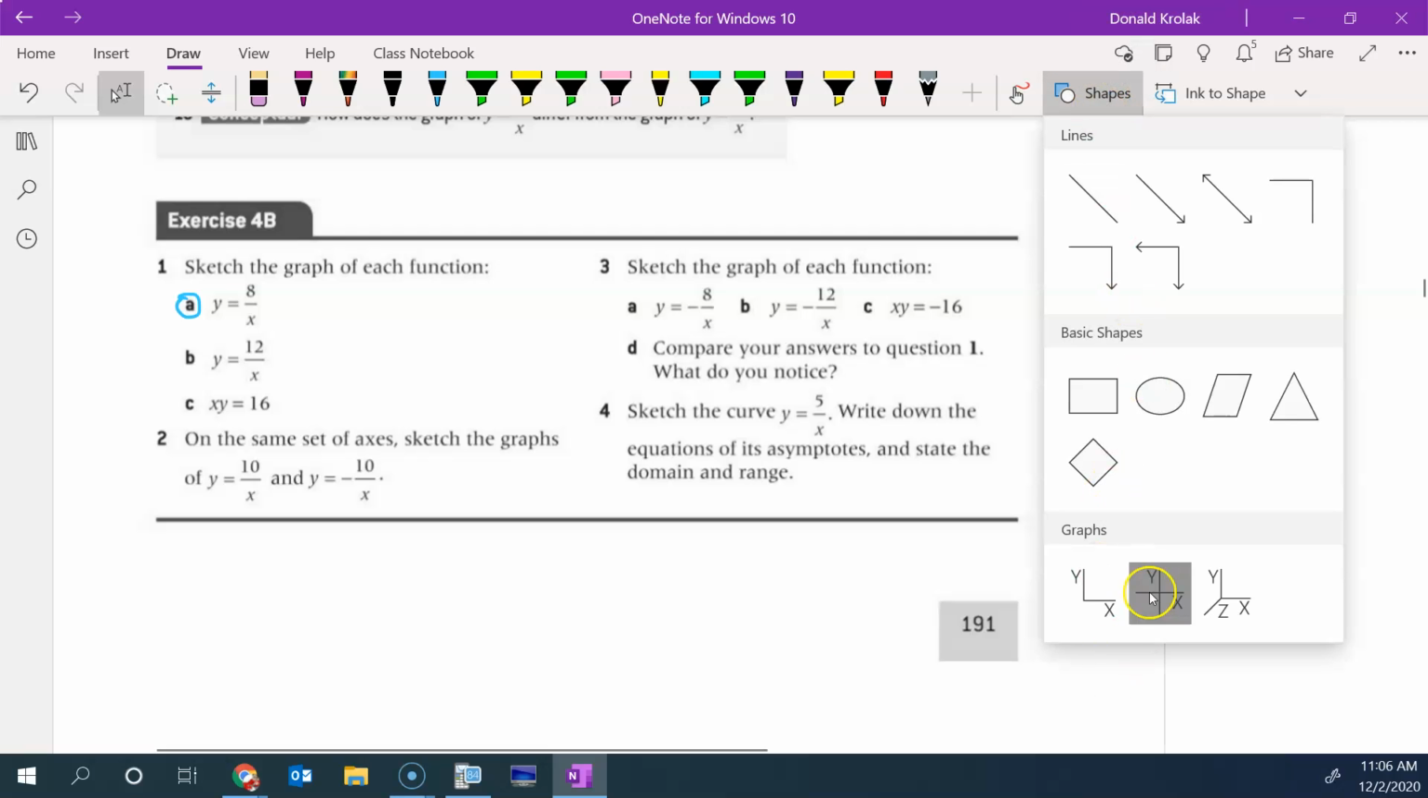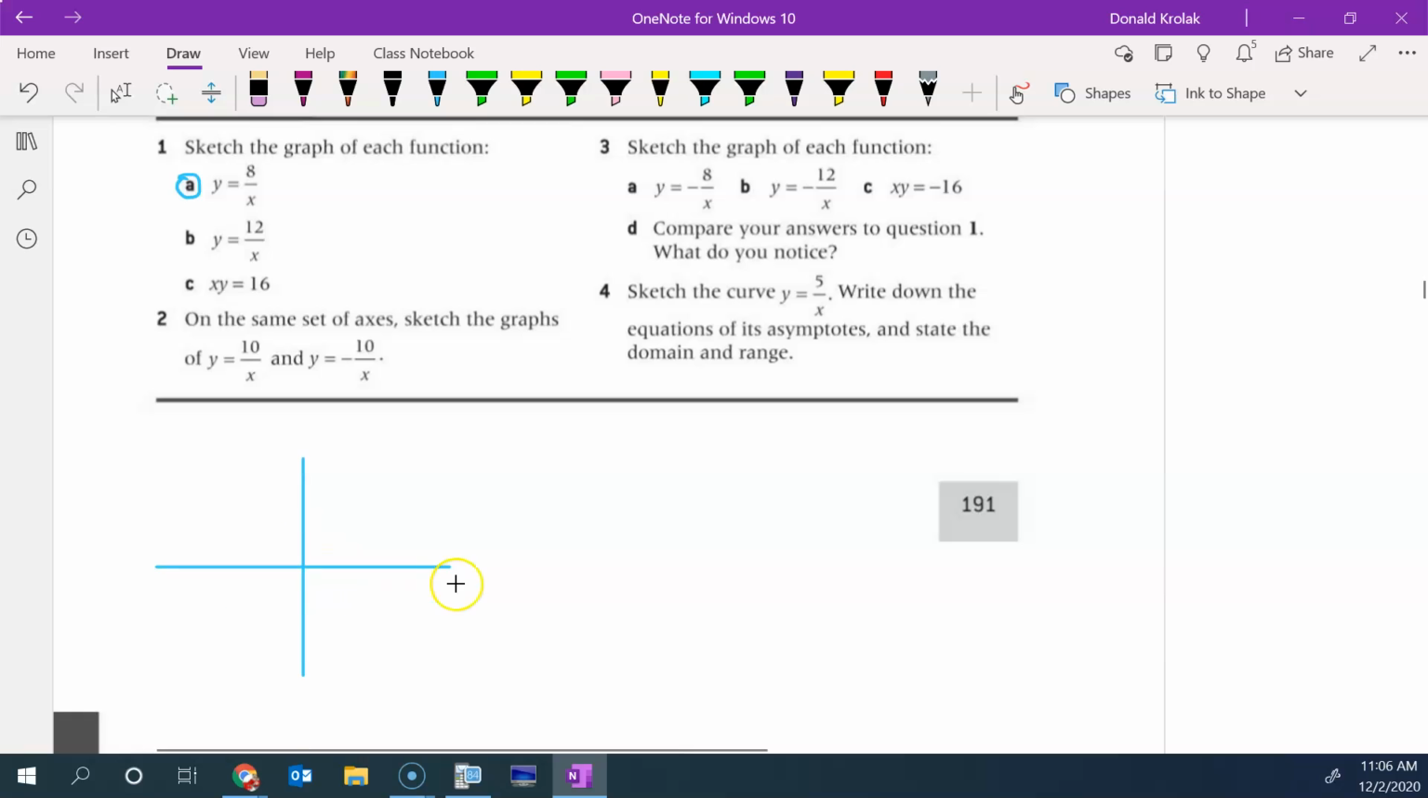Okay, so if we draw ourselves an axis, so just sketch an axis. Now we know when we do this, it's going to look something like this. It's going to have one curve, and then it's going to have an opposite curve. Well, how do you know where to draw those curves? What do you know about every coordinate that's on here? They're going to be factors of 8.